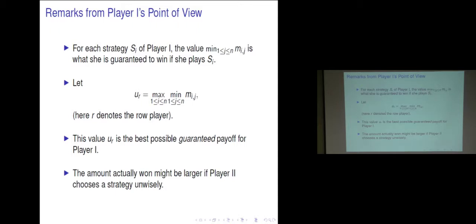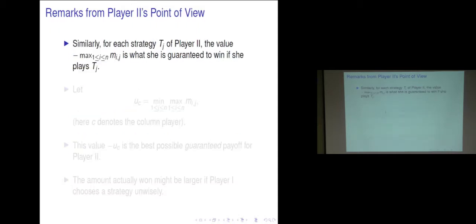Now, similarly, we can do this for player 2. Remember for player 2, the payoff actually is negative, so things have to be switched. Max becomes min, min becomes max, right? So the negative max of this is what she is guaranteed to win if she plays this. That brings us another important number called U sub C, C for column player, for player 2.